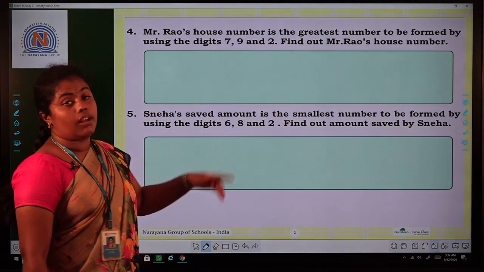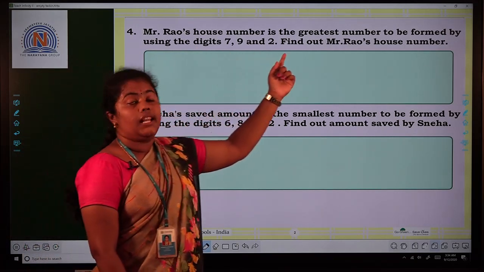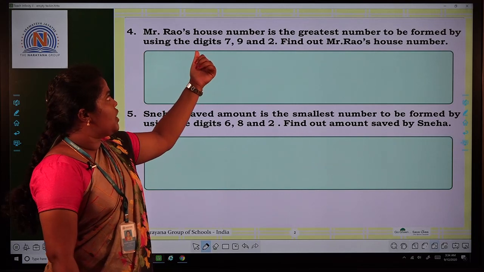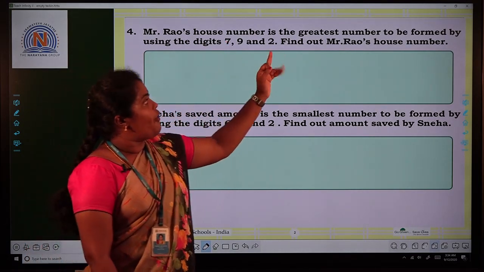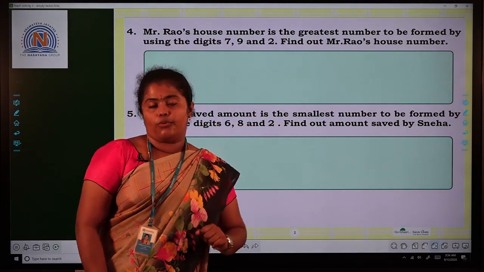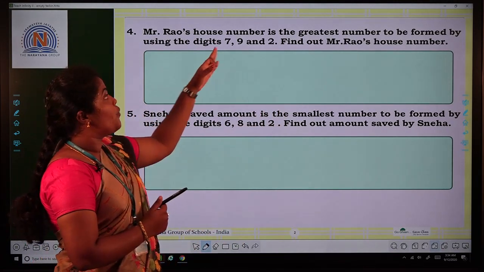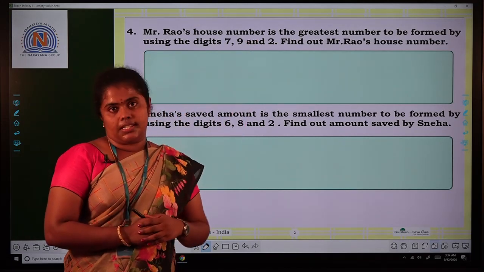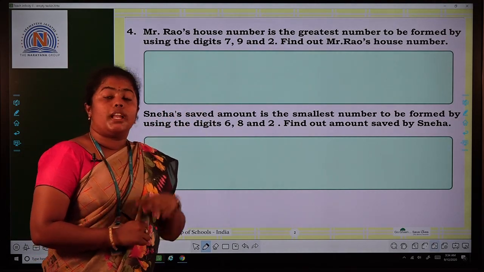Next question. They have given one question here. Mr. Rao's house number is the greatest number to be formed by using the digits 7, 9 and 2. Find out Mr. Rao's house number. We don't know Mr. Rao's house number. We have to find it. How to find? We have to form the greatest number by using the digits 7, 9, 2.